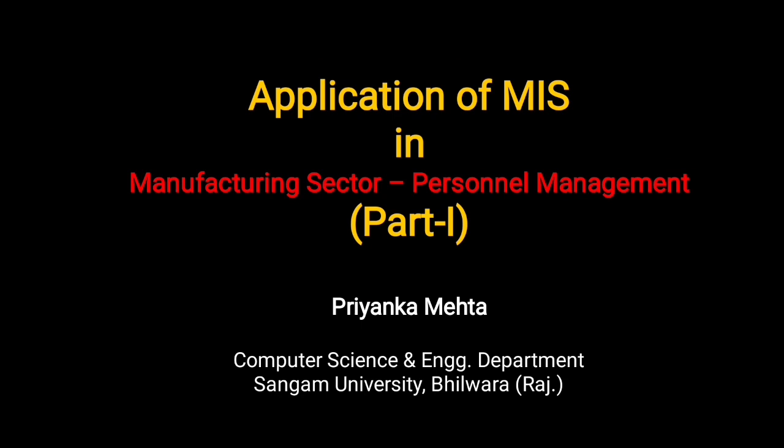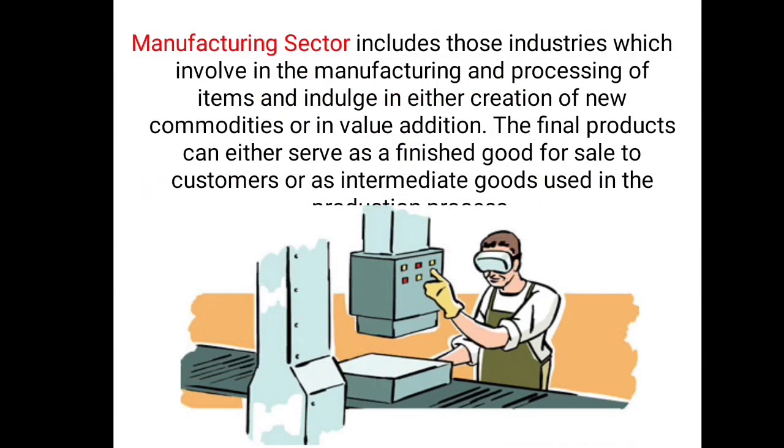But before that, we should understand what a manufacturing sector is. Well, a manufacturing sector includes all those industries which are involved in the manufacturing or processing of items or products, either creating new commodities or adding value. The final products can either serve as finished goods which can be sold directly to the customers, or act as intermediate goods which can be used in later production processes.